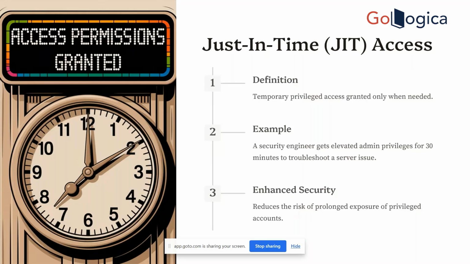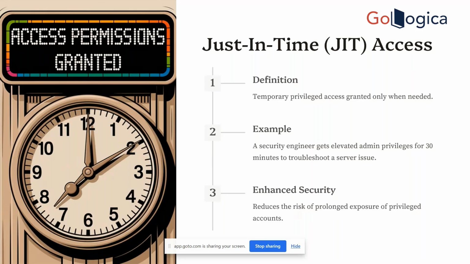At that time, the privileged access is granted to one of the persons who is supposed to do this kind of activity. So we call it a term called just in time. Just in time means the right person at that time who can perform this kind of activity. Like a security engineer getting elevated admin privileges for 30 minutes only to troubleshoot a server issue. The guy who does this activity on the server side is not there, but there is a person who knows that activity. I can give him 30 days. Not 30 days, I can give him 30 minutes to do this kind of activity.